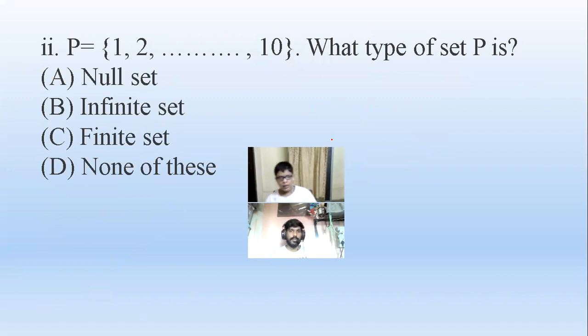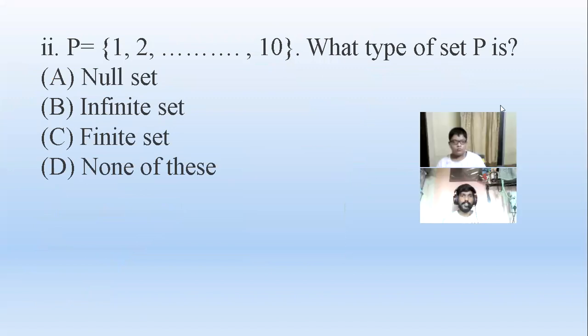Okay. Now this one. This one answer I want you to give. Read it. Set P is 1, 2, 3, 4, 5, 6, 7, 8, 9, 10. What type of set is it? Is it null? Is it infinite? Is it finite or none of these? Finite.